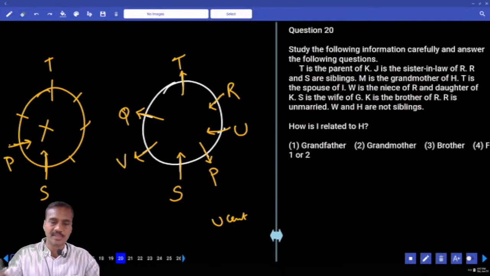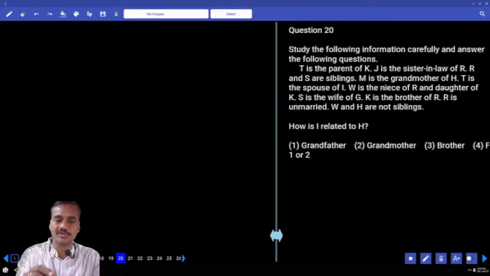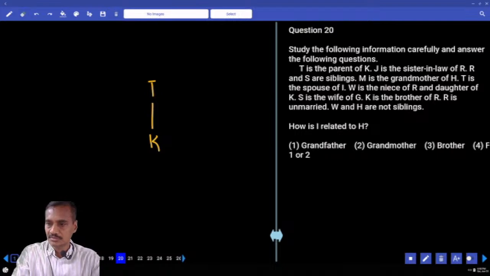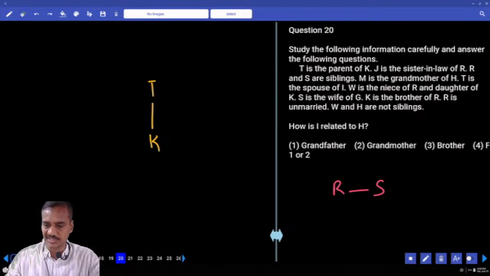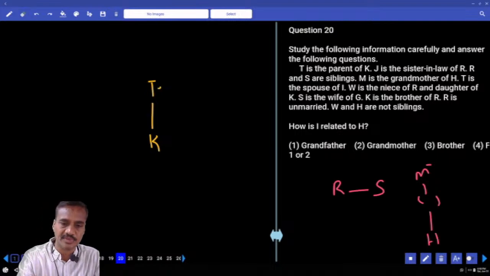Blood relations. Now, who is this T? T is the parent of K. J is the sister-in-law. R and S are siblings. M is the grandmother of H. T is the spouse of H. Now T and I are married to each other.